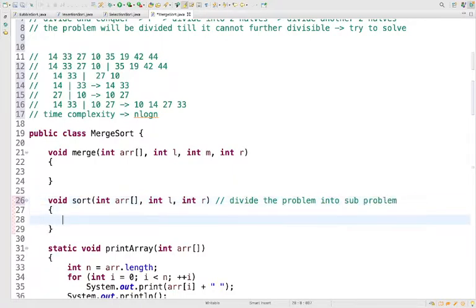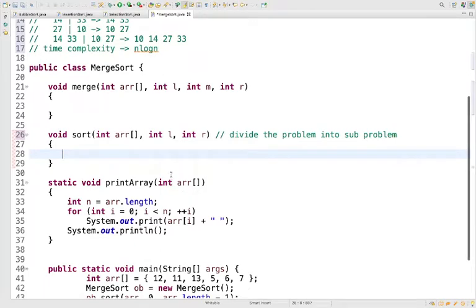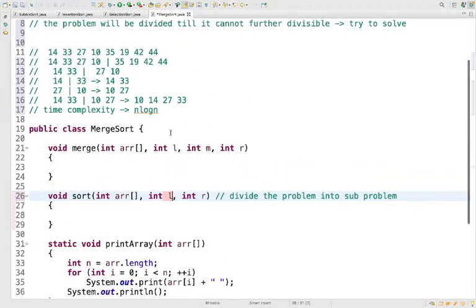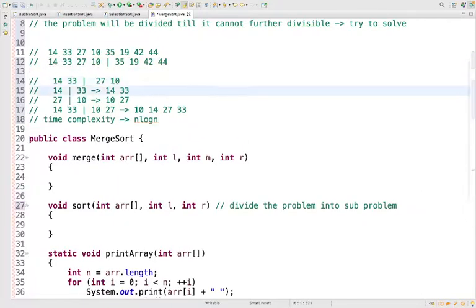Now in this, let's look at another aspect. Here int array is the array. L and R are the lowest value and the highest value, and they are the pointers basically. When we say pointer, it means that when we are dividing an array into two, L will be the lowest value of the left subproblem, and R will be the lowest value of the right subproblem.